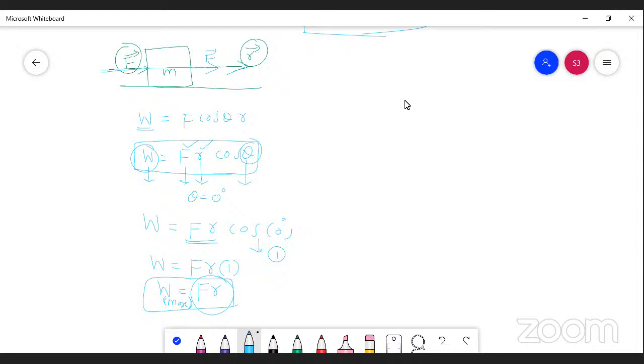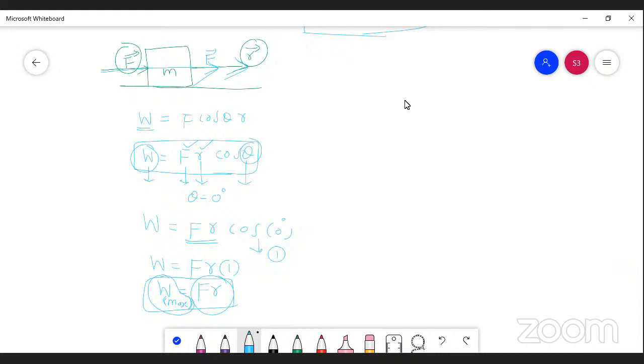So when I apply the force, when is the work done maximum? The condition is that the body displaces along the direction of application of force. Here the force and displacement act along the same direction, so theta is equal to 0 degree, and the work done by a constant force acting on the body is maximum.